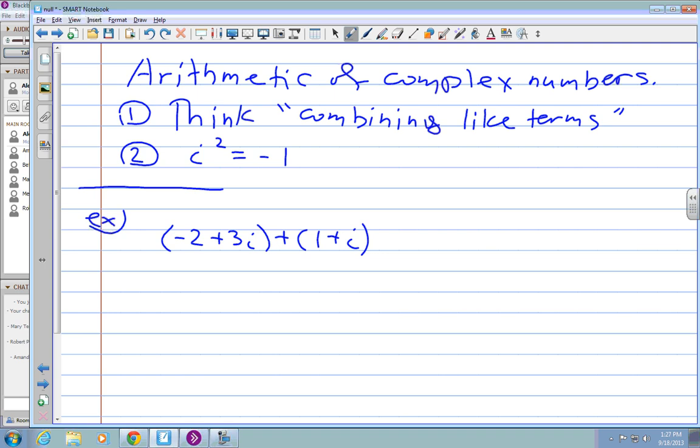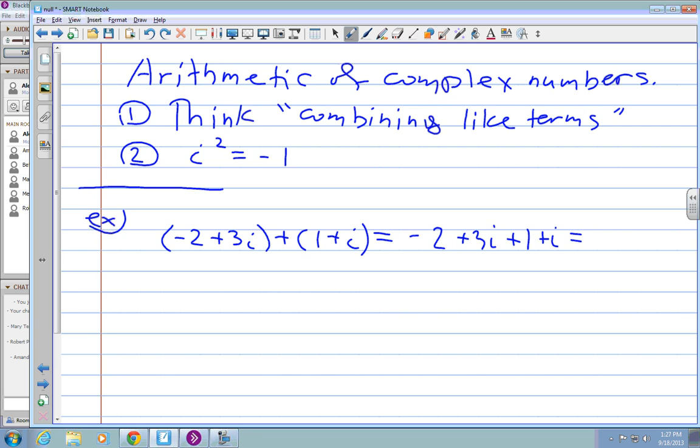If you've never seen i before, think of i as a regular variable. If this was x, would you be able to add those 2 expressions? Just think combining like terms. The parentheses are redundant because there is a plus there, so it's -2 plus 3i plus 1 plus i, and then just combine like terms.